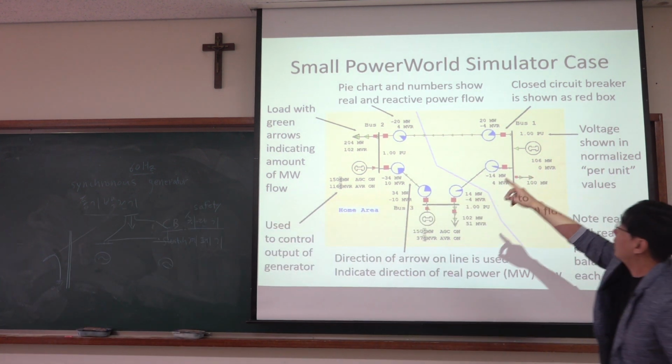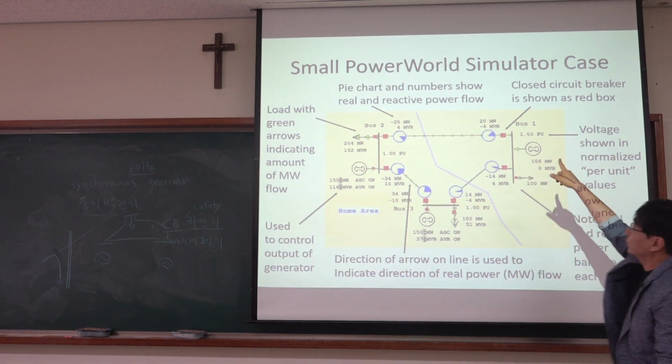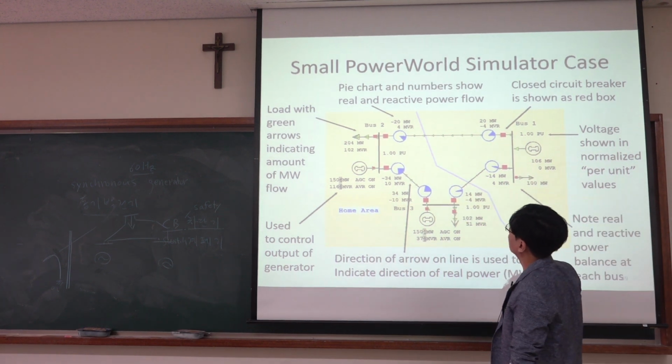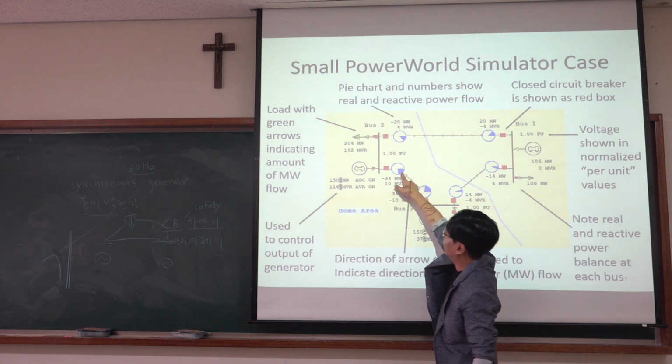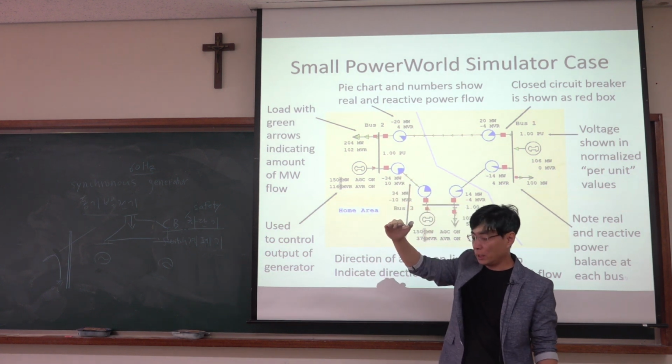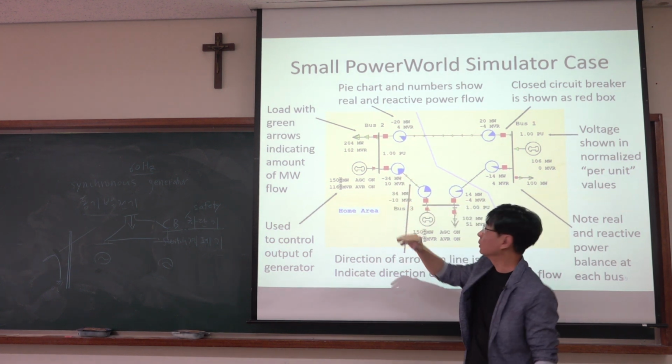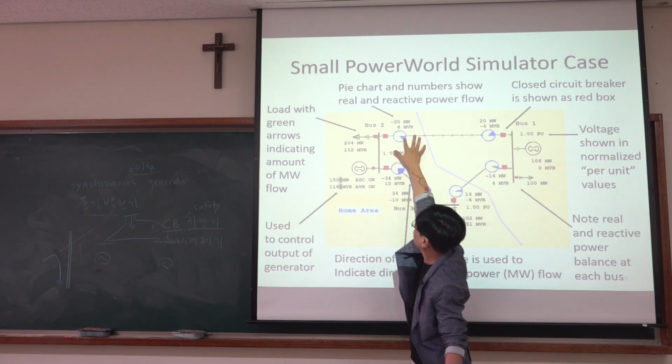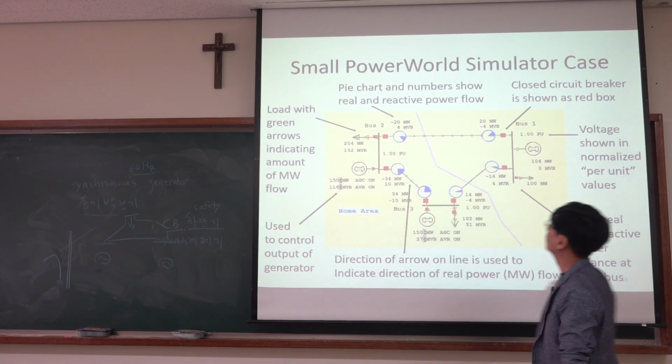So circuit breaker pie chart. Pie chart and numbers show real and reactive power flows, and also you see how much each transmission line is loaded. Okay, so roughly this much loaded. You can see that.